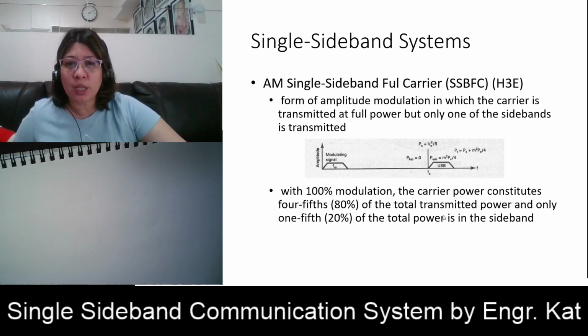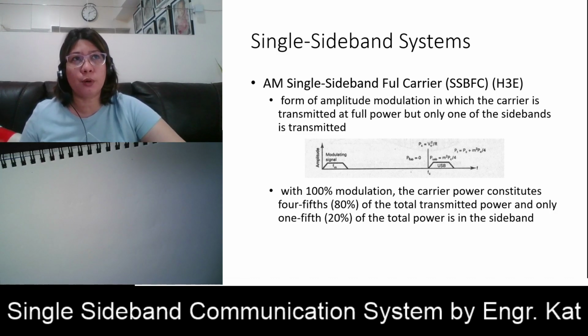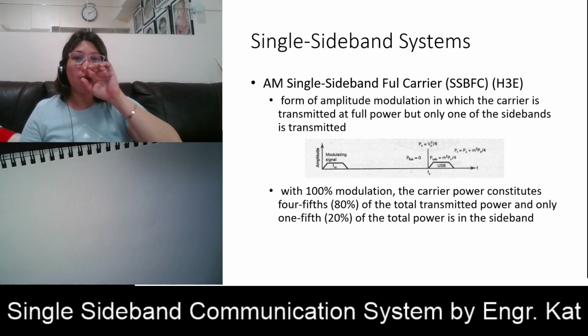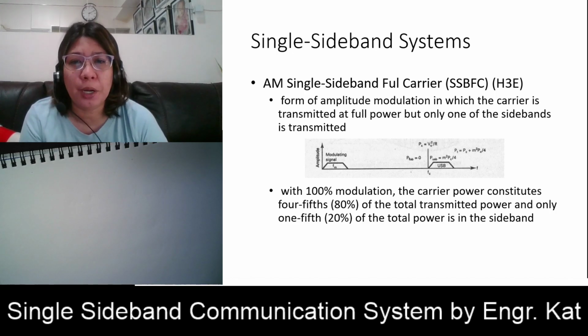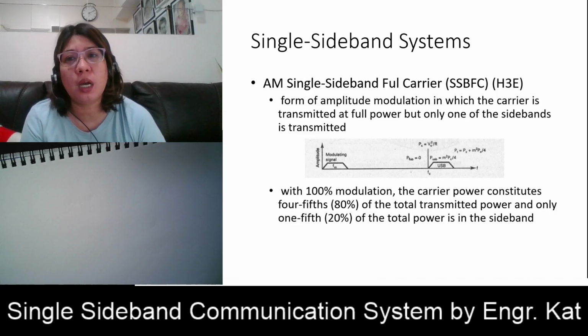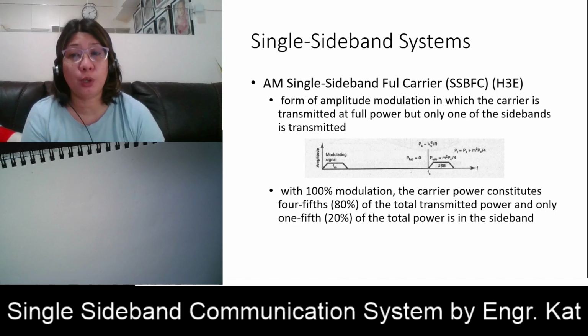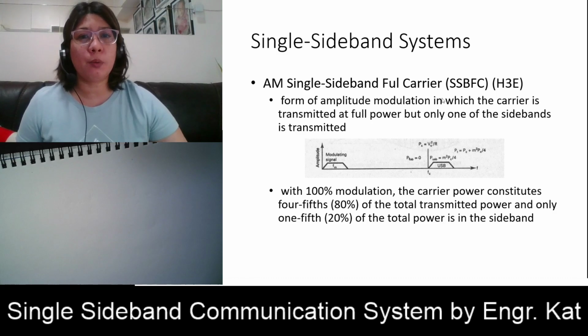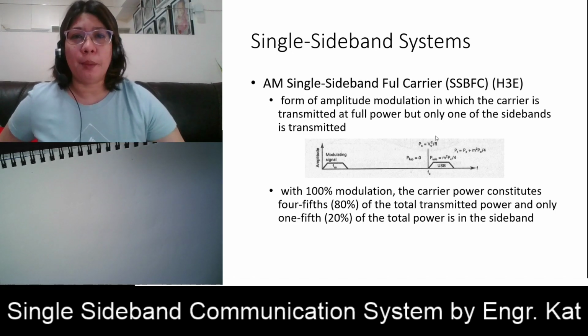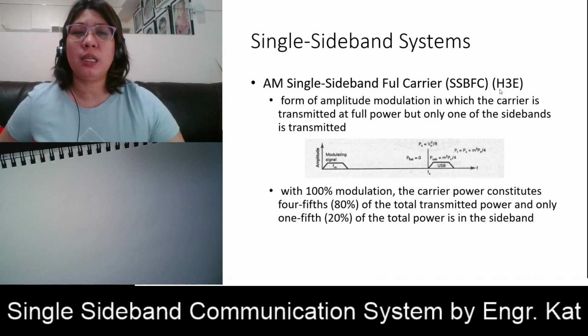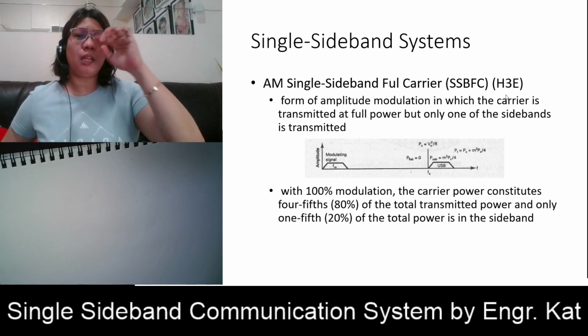With 100% modulation, the carrier power constitutes 4/5 or 80% of the total transmitted power, and only 1/5 or 20% is the total power in the sideband. If we recall, for a conventional AM, 2/3 of the power is provided for the carrier, while 1/3 is for the sidebands. So if we compare this with our conventional AM, we just conserve bandwidth here. But when it comes to power, the double sideband full carrier is much better compared with our SSBFC or our H3E. H3E is the radio emission for a single sideband full carrier AM. If you happen to encounter a problem that is H3E, that is your single sideband full carrier.